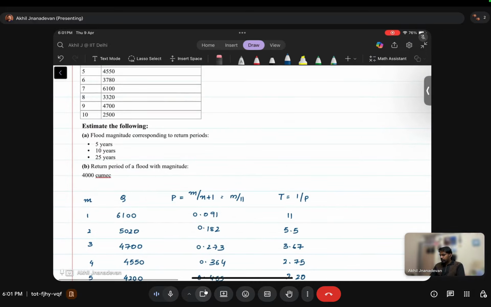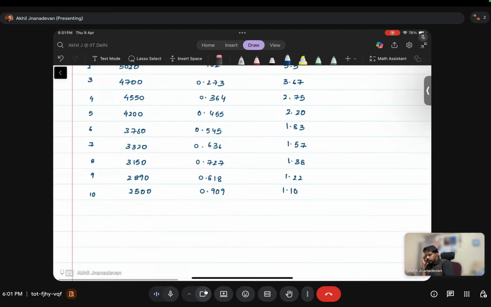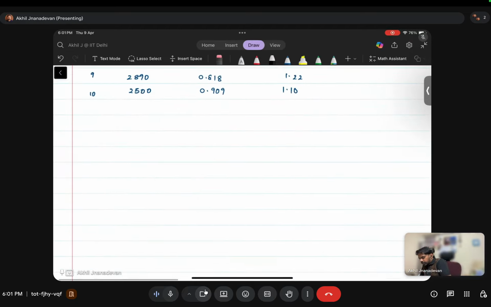And the question we have been asked is to find the flood magnitude for the return periods 5, 10, and 20. So we have the values with us. We can interpolate and find the corresponding values. So from the table we can just do linear interpolation. We will assume linear variability and do linear interpolation and find those values. So we can start with T equal to 5 years.